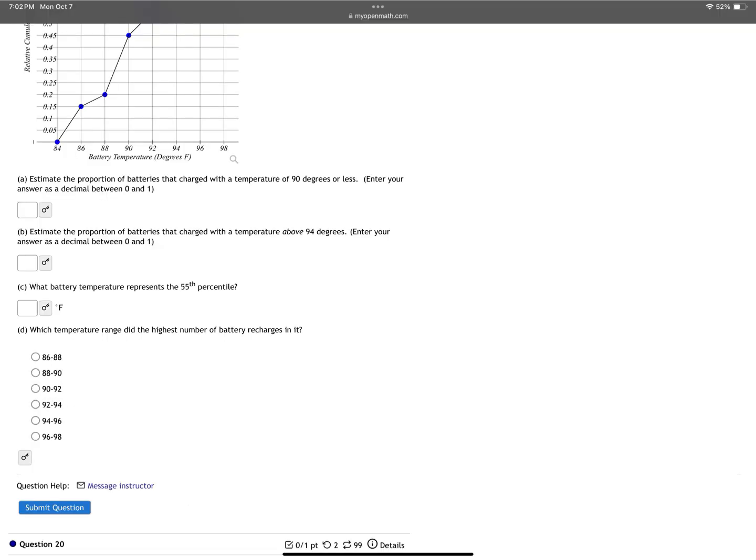They did give us this range here. The highest number of battery recharges in it. Looking for the largest slope, essentially. Let's go back and again, the steepest slope will end up having the highest jump in the highest range of battery recharges.